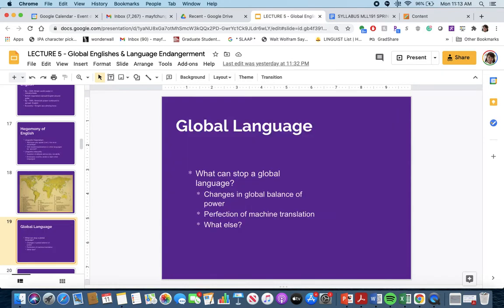So, what can stop this notion of a global language? Well, it depends. It could be a change in the global balance of power. For example, if everyone tomorrow woke up and said, "Okay, you know what? We're going to communicate in Spanish now. Everyone's going to communicate in Spanish," then that would change the global power.